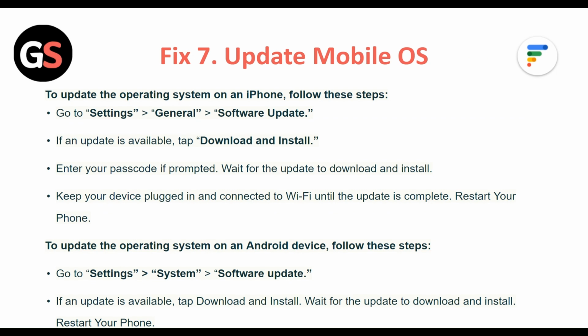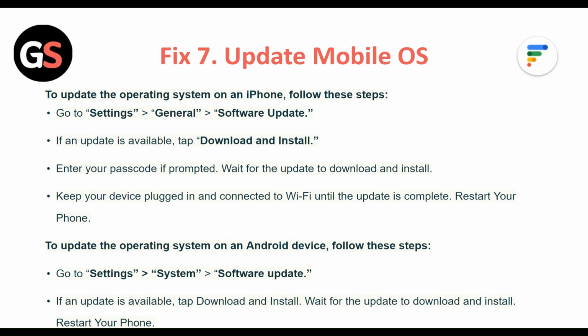Fix 7. Update mobile OS. To update the operating system on an iPhone, follow these steps. Go to settings, then general, then software update. If an update is available, tap download and install. Enter the passcode if prompted. Wait for the update to download and install. Keep your device plugged in and connected to Wi-Fi until the update is completed.